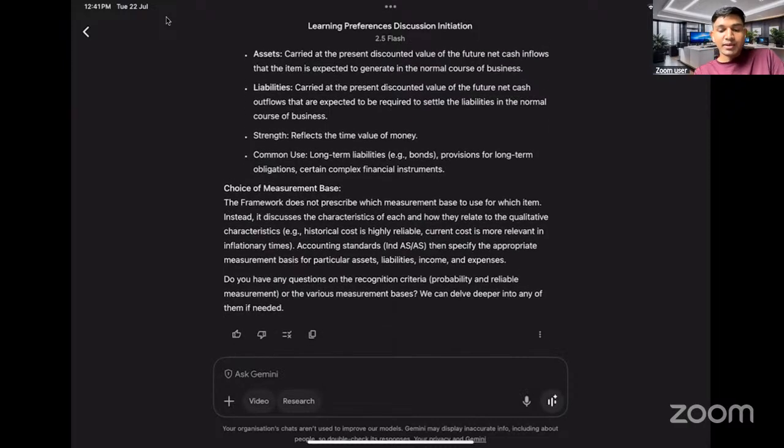Now, choice of measurement base. The framework does not prescribe which measurement base to use for which item. Instead, it discusses the characteristics of each and how they relate to the qualitative characteristics. Historical cost is highly reliable. Current cost is more relevant in inflationary times. Accounting standards, India's Ind AS, then specify the appropriate measurement basis for particular assets, liabilities, income, and expenses.